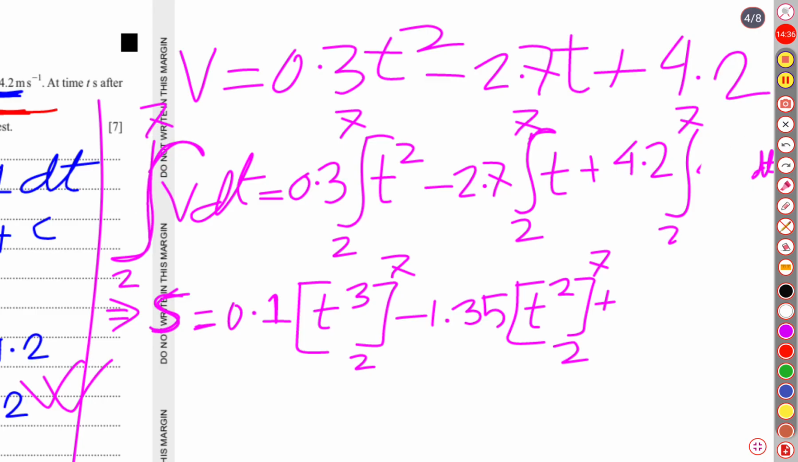Okay, this is 4.2 and 1. The integral of 1 is always t. The integral of any constant number is t, so t, and the limit is from 2 until 7 seconds.